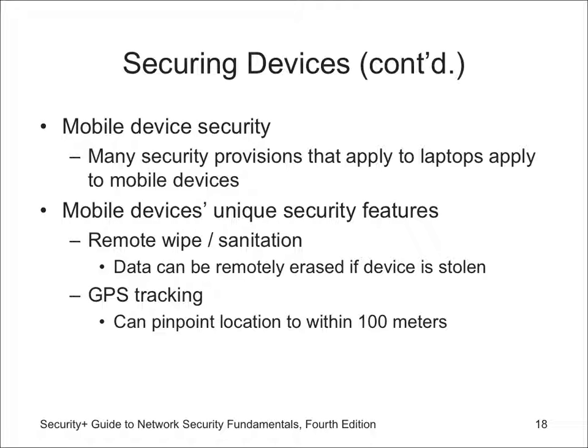So securing mobile devices, I already mentioned some of the ways, but let's say a mobile device is stolen. All mobile device technologies now, from iPhone to Droid, and even some laptop OS companies, will have what's called a remote wipe and sanitation option, to where if it's stolen and the person that stole it ever connects to the internet, you can have the data wiped immediately once it's connected. GPS tracking can pinpoint within 100 meters.